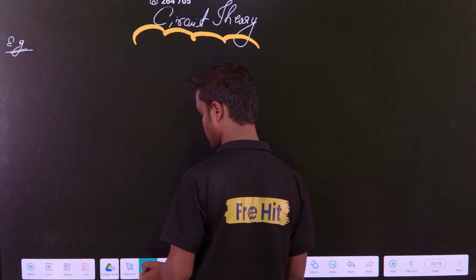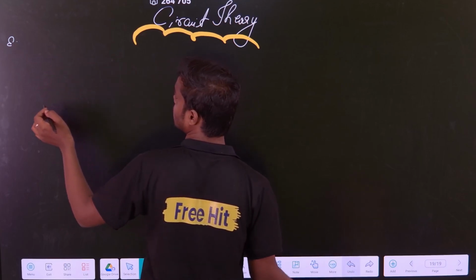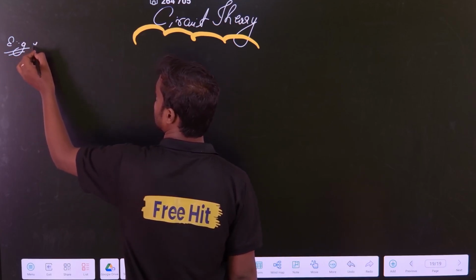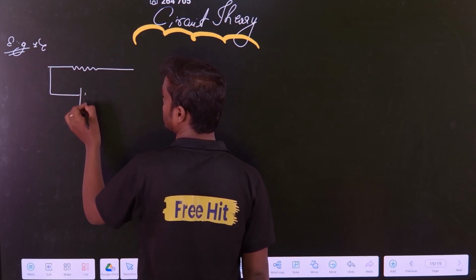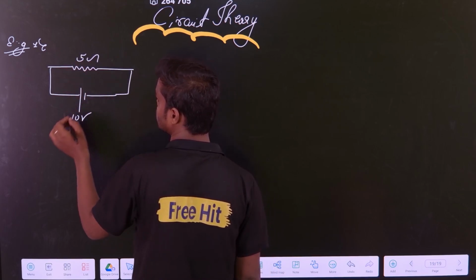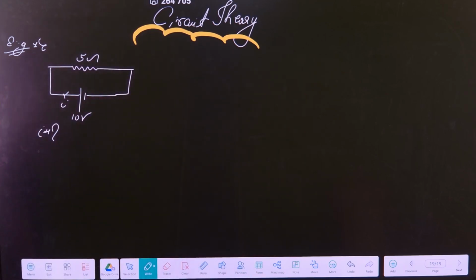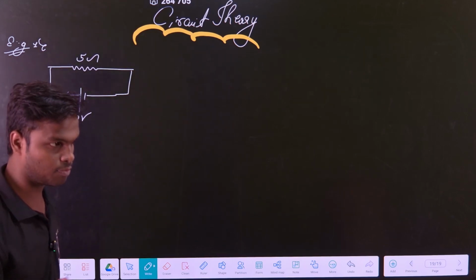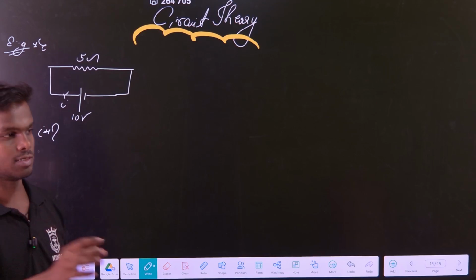So let us take the first example. The first example is very simple. Example number 1. Suppose this is 5 ohm and this is a 10 volt battery. My question is, what is the current here? How will you solve it? Most of the people will apply V is equal to IR. I know you know V is equal to IR. There is no need to apply that. You can apply it, but now you have to learn a concept of how to solve any circuit. This is a class 10 circuit.